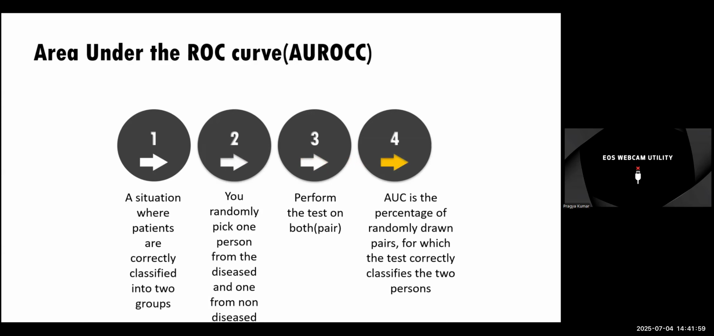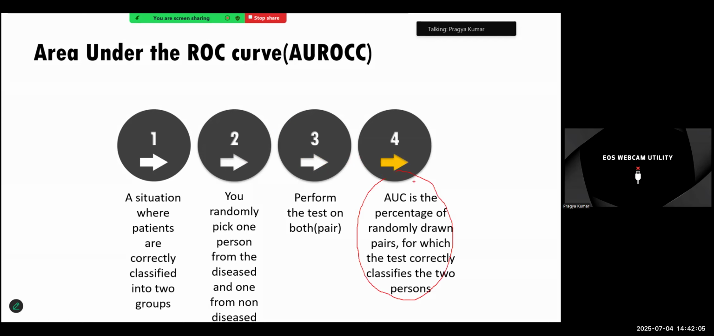If you see the definition, this area under the curve is the percentage of randomly drawn pairs for which the test correctly classifies the two persons. That means if you randomly pick one person from the disease and one person from non-disease, and you make so many pairs, and the software sees, using that cutoff, what percentage of those pairs it can classify correctly, that is the area under the curve.